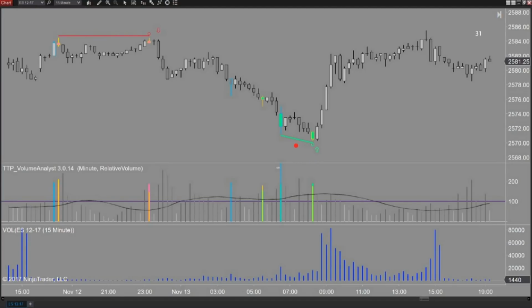So the signal occurs right there. That's the setup. And then the trigger occurs once you move out of that. So you can turn the setups on and see all of these in real time. It doesn't back paint. It's not some type of deceptive garbage that I've seen other vendors sell. There's nothing deceptive about this.